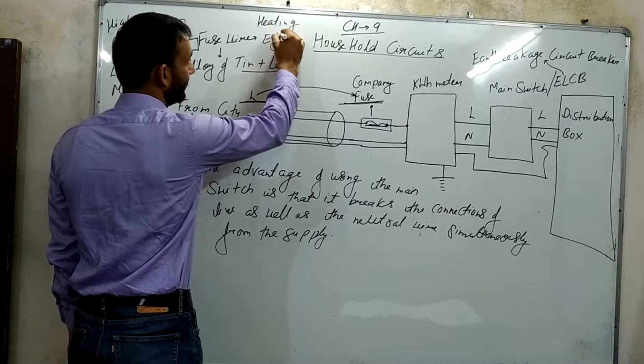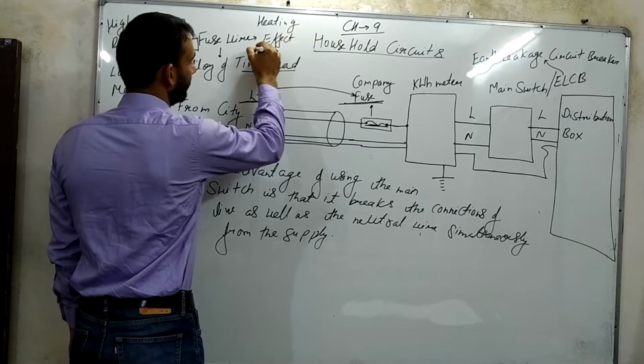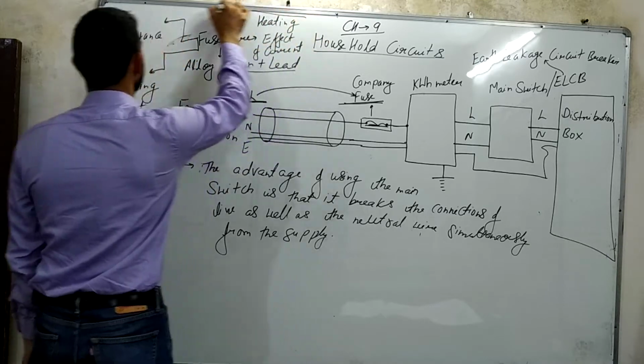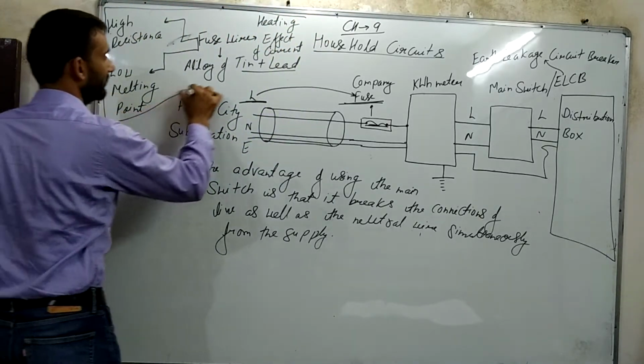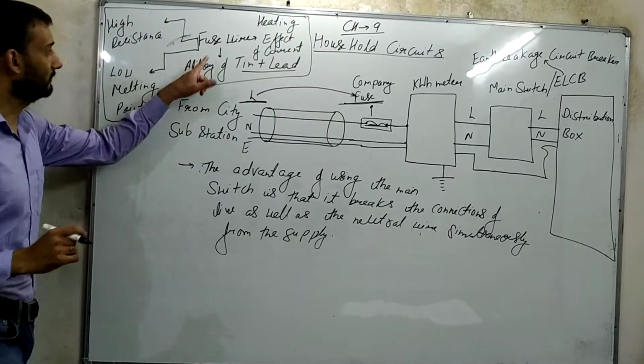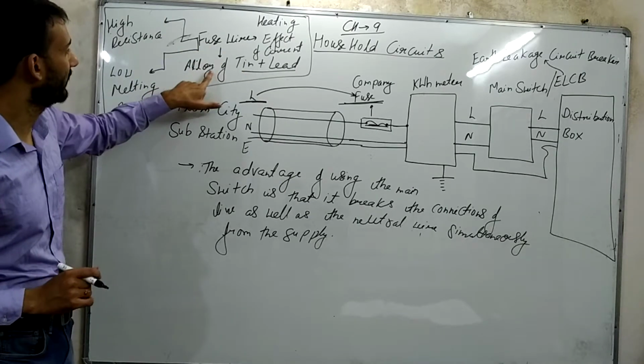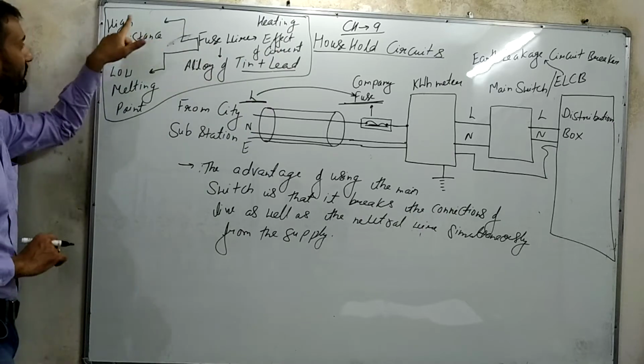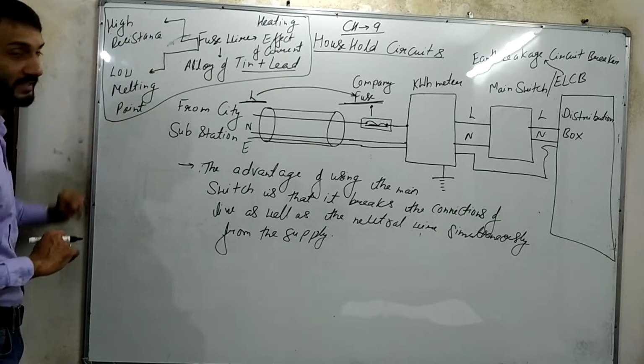So current has different effects. Heating effect of current. So this is all about the fuse. You need to remember these points only about the fuse. Fuse wire is made up of an alloy of tin and lead, works on the heating effect of current. Fuse wire has two characteristics: high resistance, low melting point.